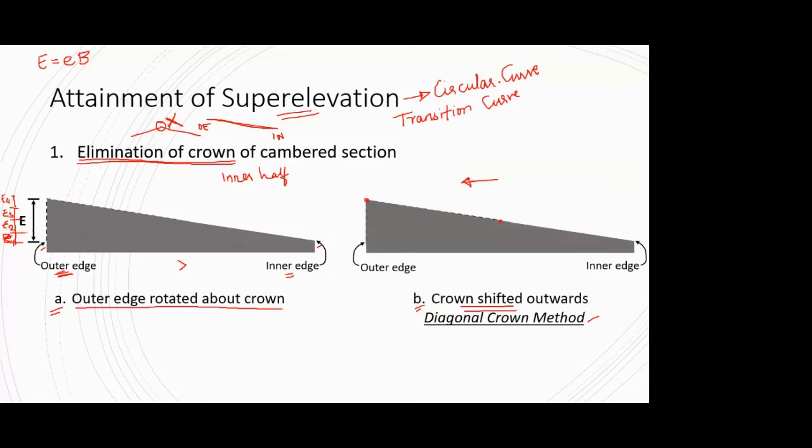So in that case also you will require a gradual decrease. So this transition curve is an important thing as far as the superelevation or providing a superelevation is concerned. And as I said, we will cover it in a few lectures in this unit itself afterwards. For now, we are focusing on this circular curve. So this is the first method of elimination of crown.